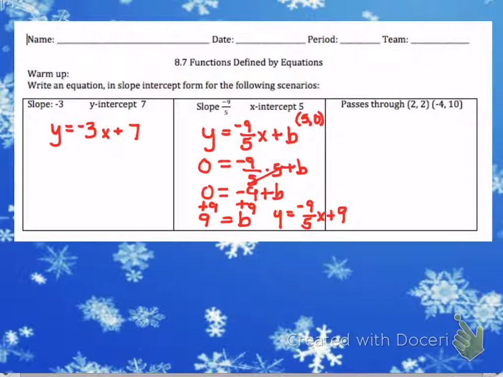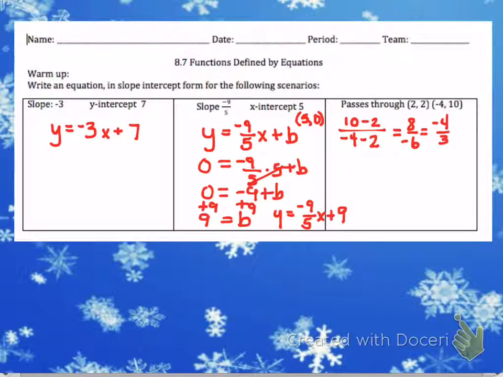When we're given two ordered pairs, we have to calculate the slope first. Remember that your slope is y minus y over x minus x. Find the slope of that line. And so we would get 8 over negative 6, and of course that reduces to negative 4/3.